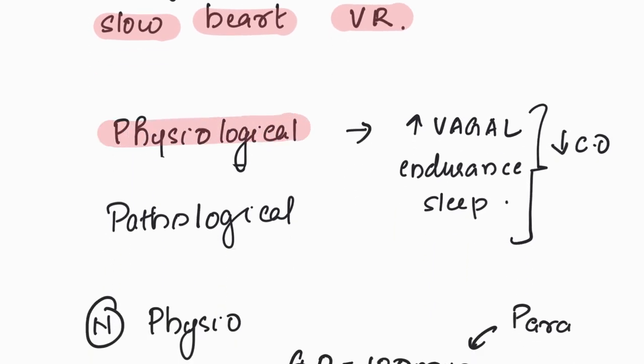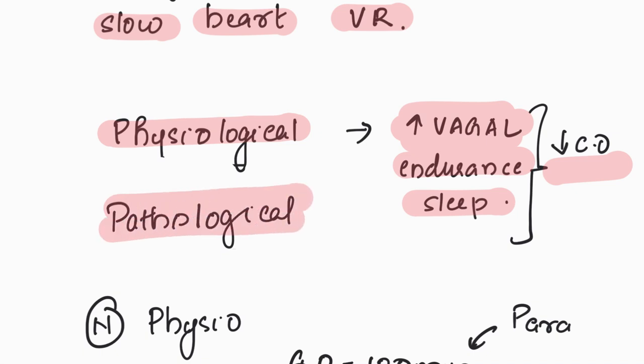Physiologically, bradycardia can occur when there is increased vagal tone. This can occur in endurance training or during sleep and result in reduced cardiac output and often may even cause a syncopal attack. There are a lot of pathological causes which will be discussed.